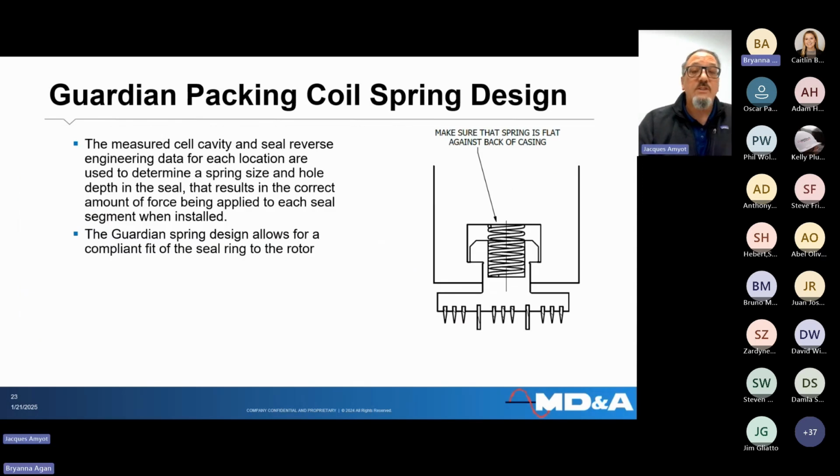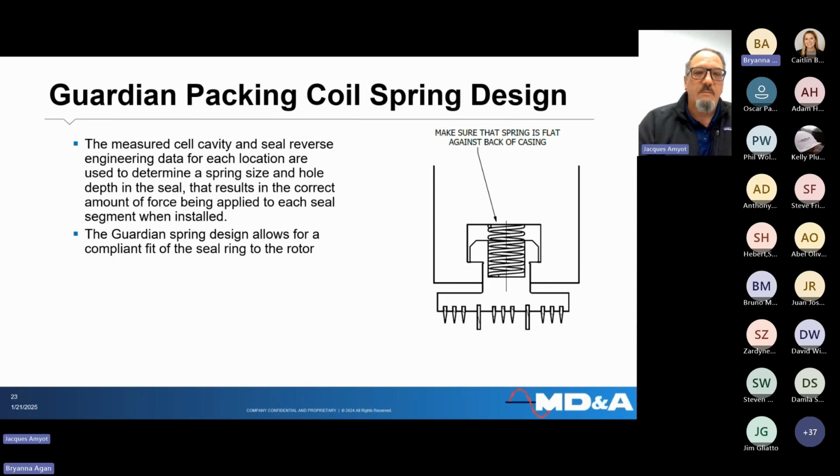One of the modifications that we made to seal designs is that many OEM seals are sprung much too stiffly. They do not take advantage of the pressure of the steam pushing the seal outwards towards the fit.